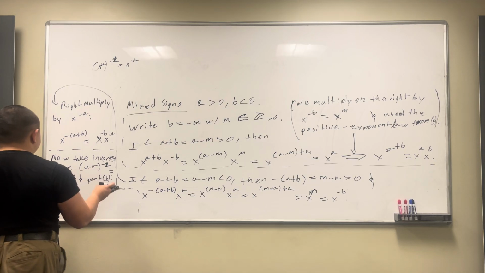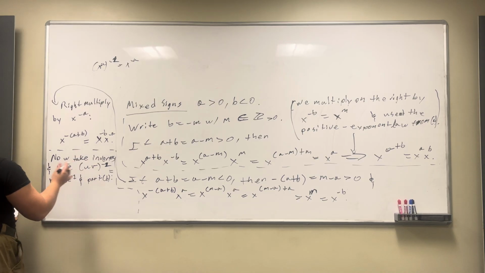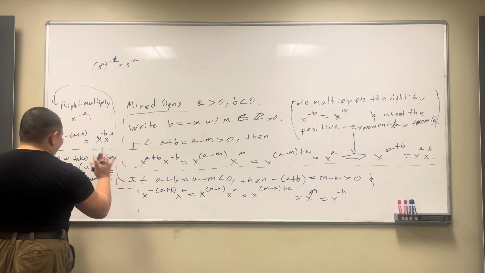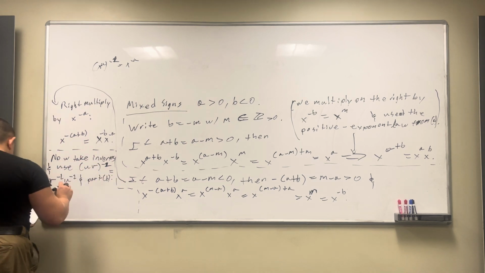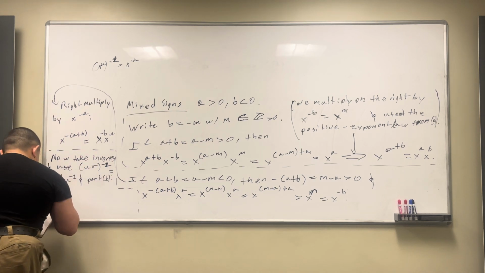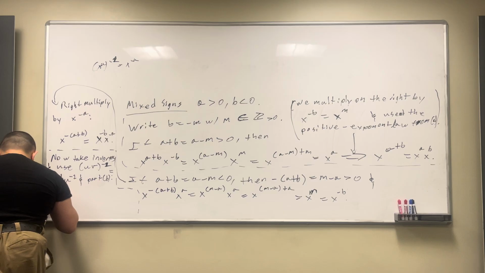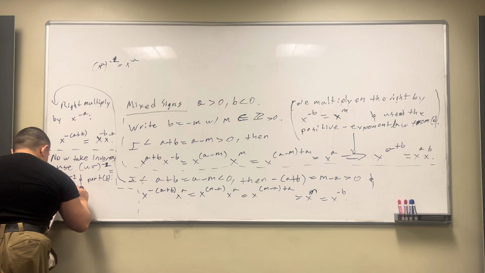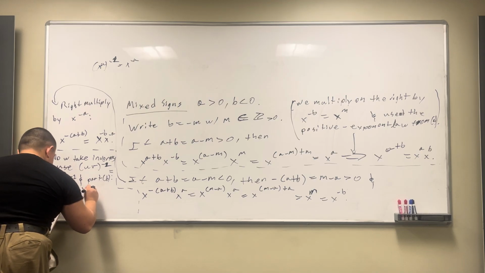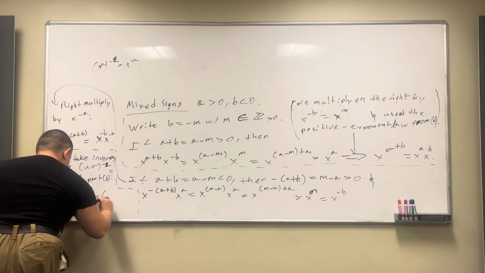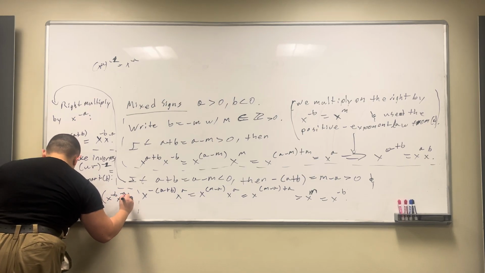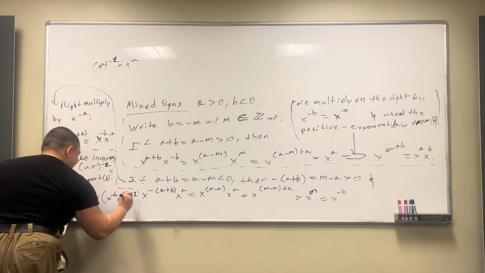(uv)^(-1) is equal to v^(-1) times u^(-1). And part b, to say that (x^(-(a+b)))^(-1) is equal to (x^(-b) times x^(-a))^(-1).